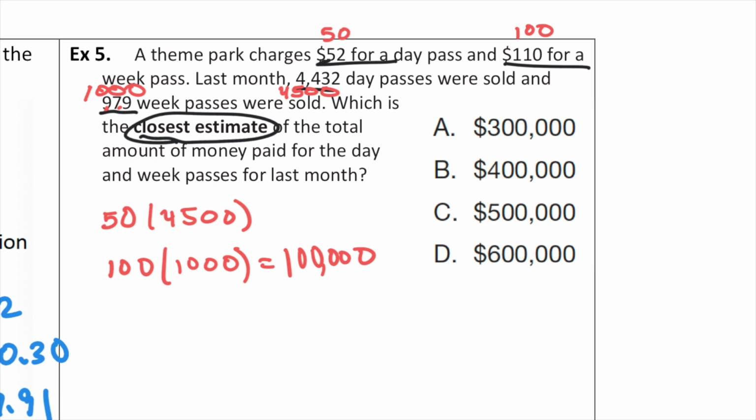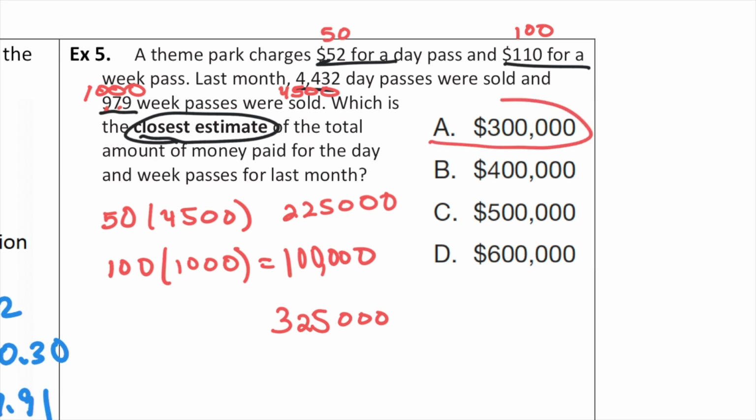Now, what is 50 times 4,500? You're allowed to use that calculator. So 50 times 4,500. What do you come up with? You might get 22500. All right. So 225,000. All right, so when you put it all together, it looks like we've got $325,000. Which one of these is closest? I'm going with answer A.